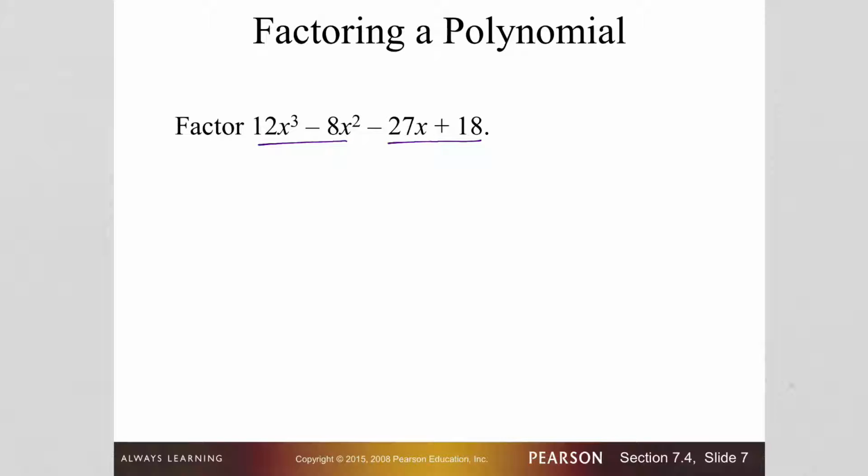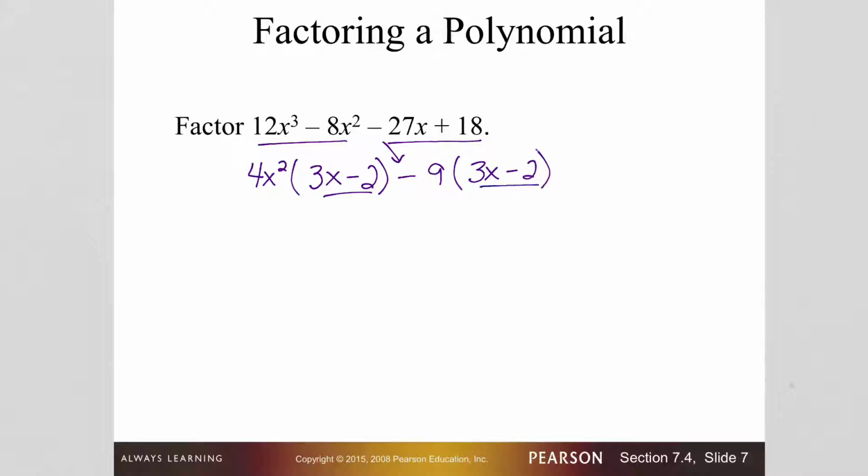What do 12x cubed minus 8x squared have in common? They have a 4x squared. What times 4x squared would give you 12x cubed? That's a 3x. What times 4x squared would give you a negative 8x squared? Minus 2. Again, I'm going to bring down this minus right here. And what do these guys have in common? They have a 9 in common. What times negative 9 would give you a negative 27x? 3x. What times negative 9 would give you a positive 18? Minus 2.